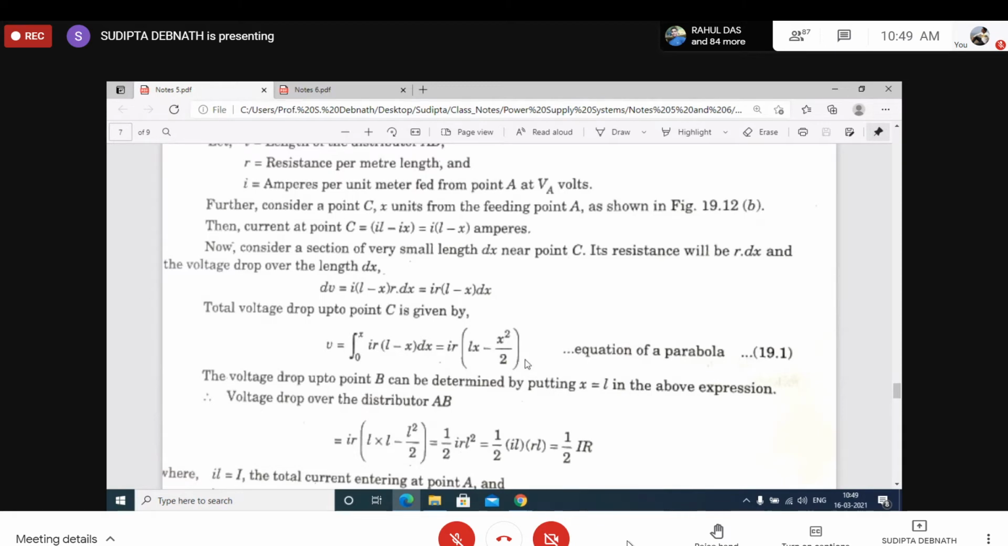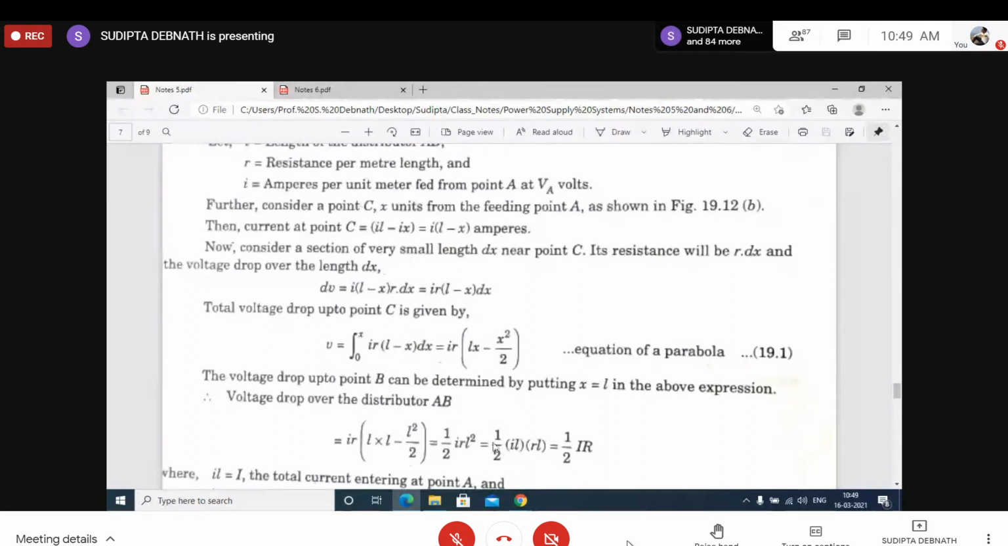Actually, it is coming from here: the voltage drop up to any arbitrary distance x, which is this one. From this, you can find out the total voltage drop in the cable. Now, I am just rearranging. I am taking one L with the small i, and I am taking another L with r. So what is iL? i is the ampere per unit meter.